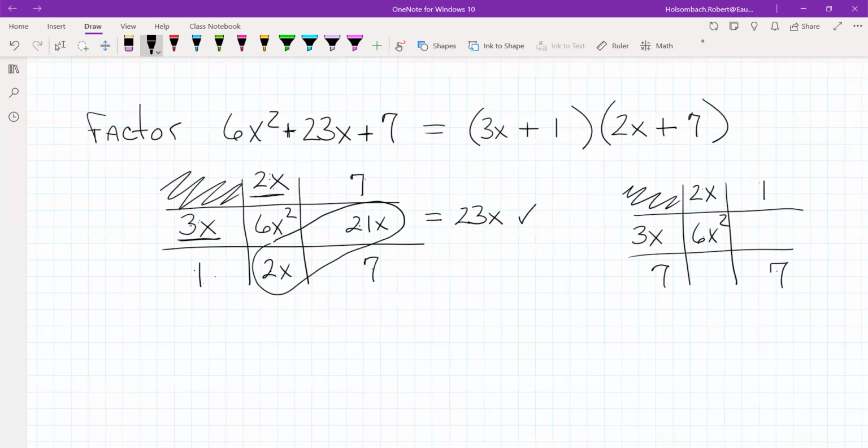So we've met 2 of the 3 rules. But when I do 2x times 7, I get 14x. And 3x times 1, I get 3x. And the sum of the 14x and the 3x is equal to 17x. And that doesn't work, does it? The sum of these two positions needed to be the 23x. So this location for the 1 and the 7 did not work. So you switch them.